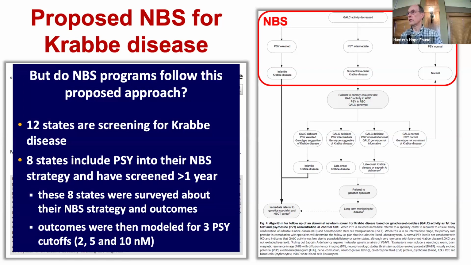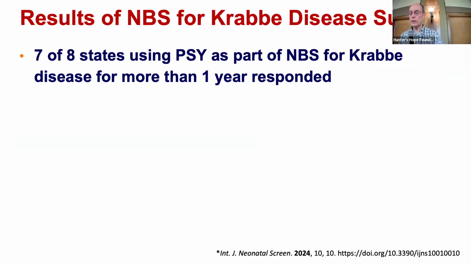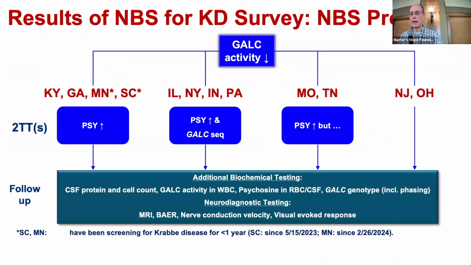And also because at the advisory committee, there was a suggestion made that maybe you raise the cutoff for psychosine so that you have only infantile Krabbe disease cases. We wanted to know what would happen if you apply a different cutoff to the psychosine to make a determination if the screen is positive or negative. So 7 of the 8 states responded. And what we found is that there are 4 states, including Minnesota and South Carolina, that had been screening for less than a year. Actually, Minnesota hadn't screened when we started the survey, that really rely on psychosine to say the screen is positive or negative.